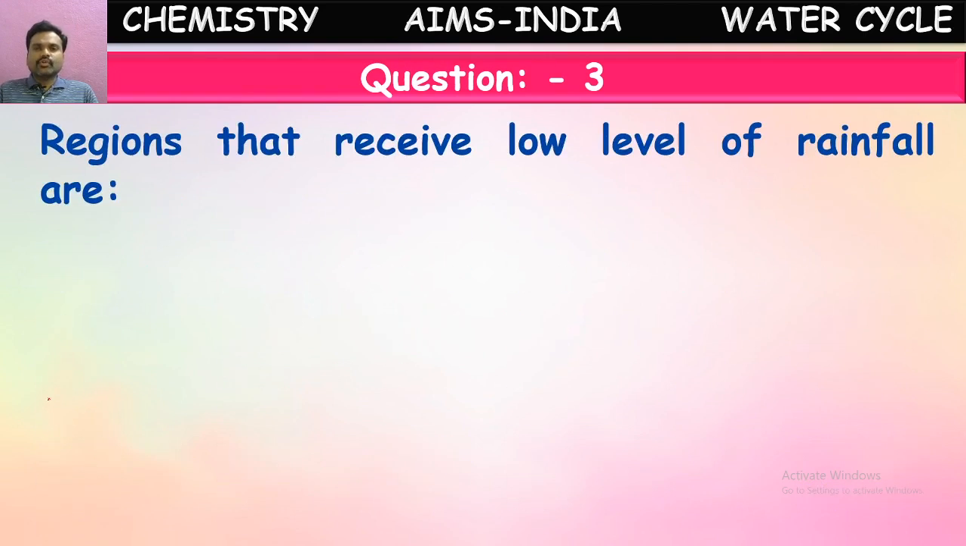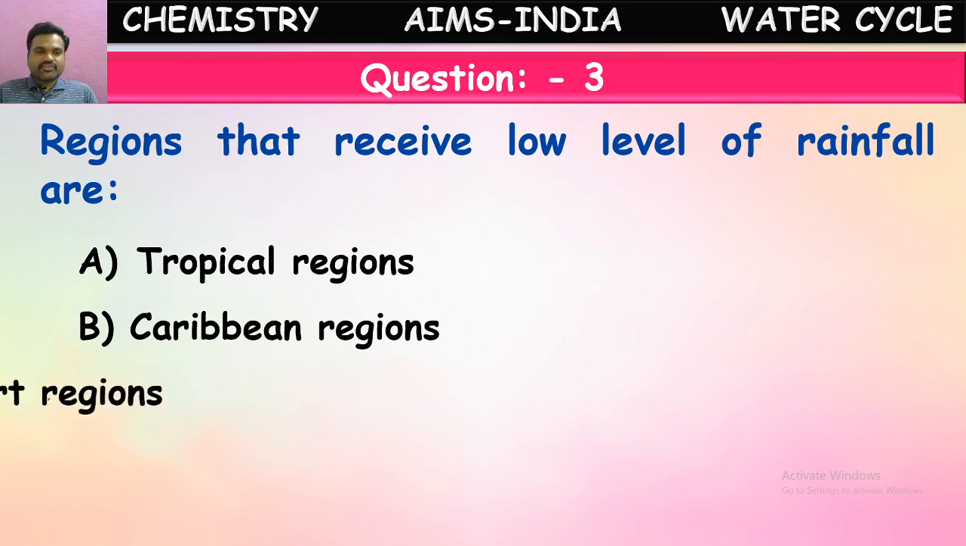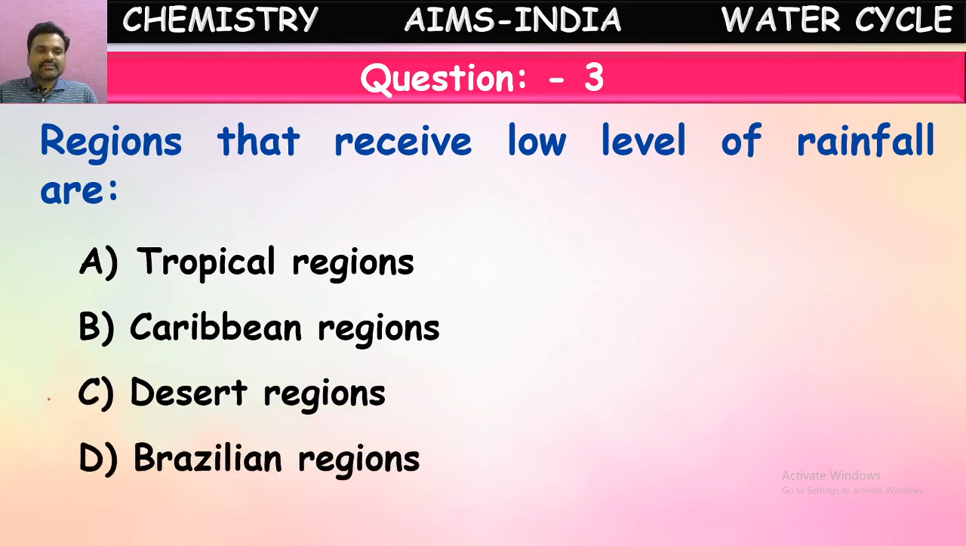Regions that receive a low level of rainfall are. So in which areas generally will rainfall be less? We know this less rainfall is called a drought. Now they are asking in which regions this rainfall will be very less. The regions which receive a low level of rainfall. See here the options. Yes, it is a logical question. Tropical regions, Caribbean regions, desert regions, Brazilian regions. Just a simple logic question, children. No need to worry about the different names given here.